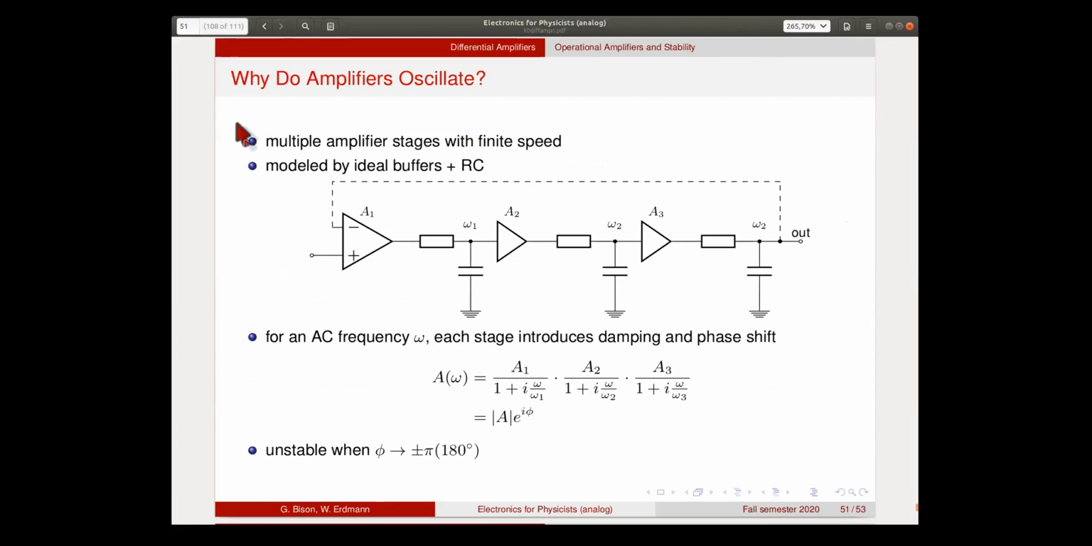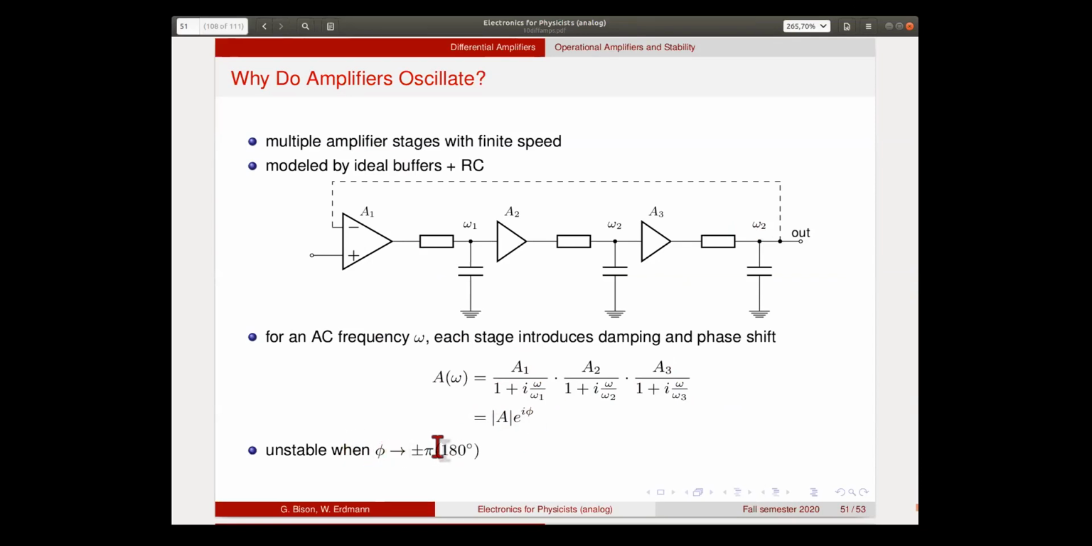Now we can use this amplifier model that we have with the three stages, and any realistic amplifier has internal time constants. So we model these with these RCs, and then we get to this picture. And now the complex gain for a given frequency is given by this. The A1, A2, A3 are the DC gains, and they are modified by these factors here for the RC, which have different time constants. And the overall thing is then the product of these two multiplied by a phase.